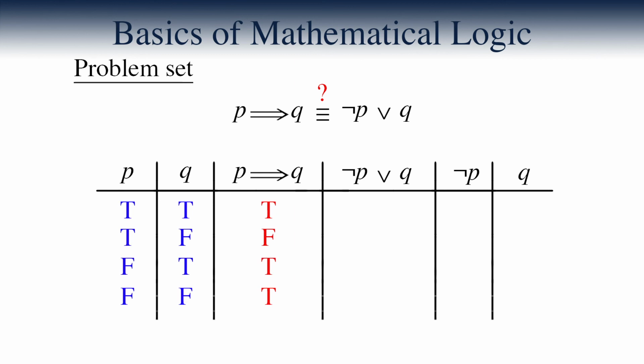If P and Q are both true, then the negation of P is false, and the or combination of a false and a true proposition gives a true proposition. If P is true and Q is false, then the negation of P is false, and so, the or combination of two false propositions is false. If P is false and Q is true, then the negation of P is true, and so, the or combination of two true propositions is true. If both P and Q are false, then the negation of P is true, and thus, the or combination of a true and a false proposition is true.